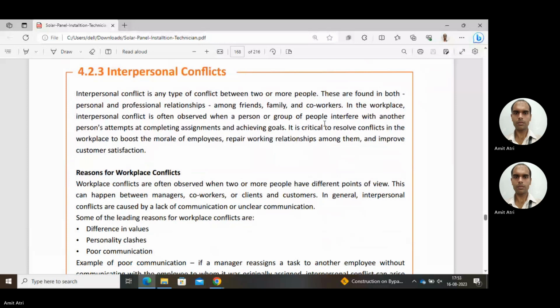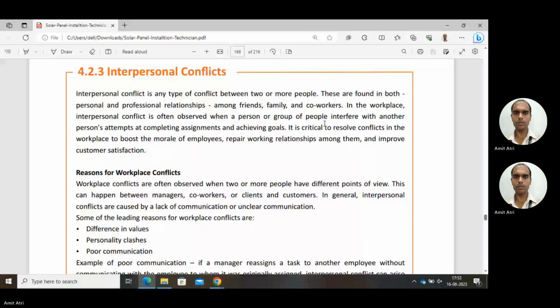Okay, so this usually gives rise to conflicts. So it is critical to resolve conflicts in the workplace to boost the morale of the employees, repair working relationships and improve customer satisfaction. So the conflicts should be resolved.